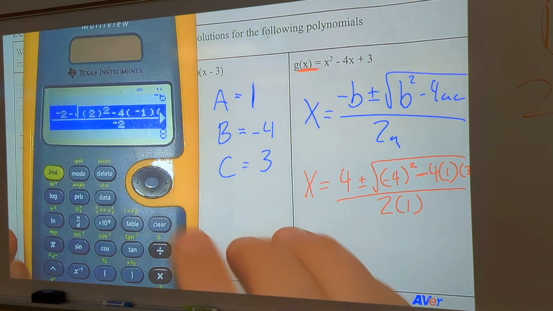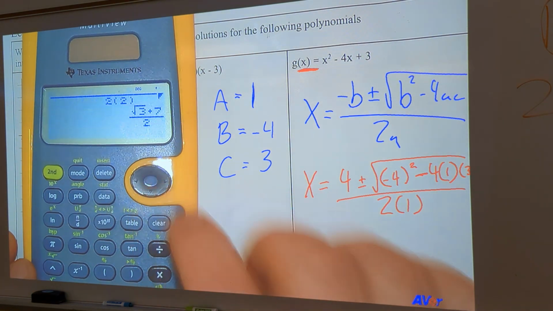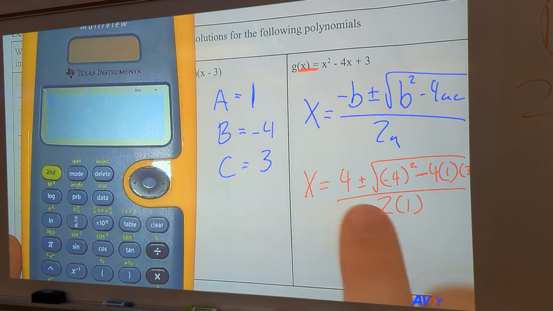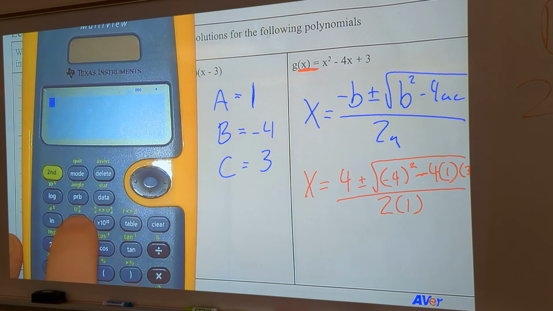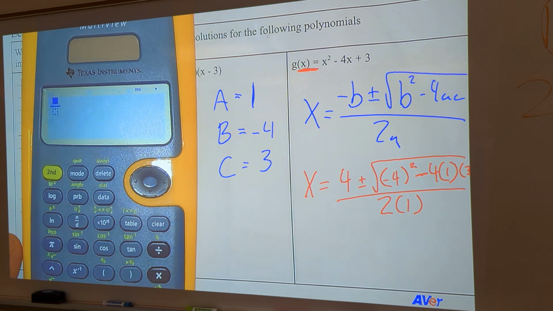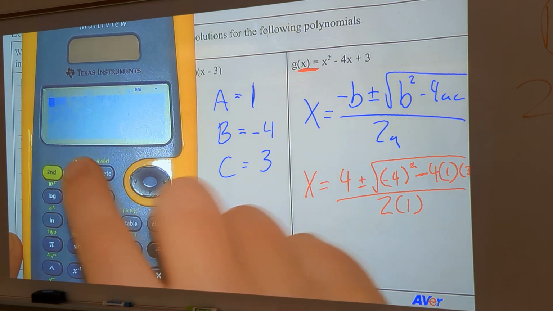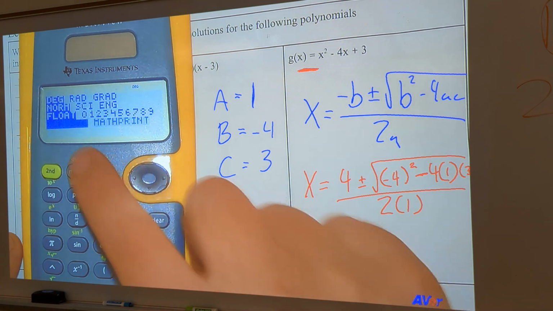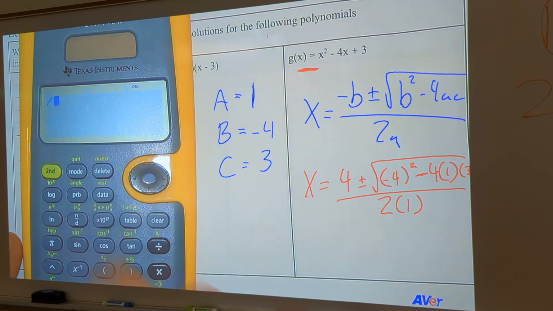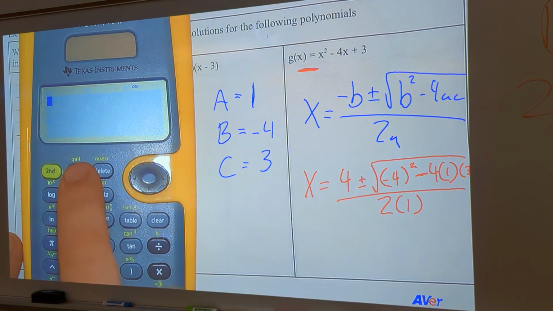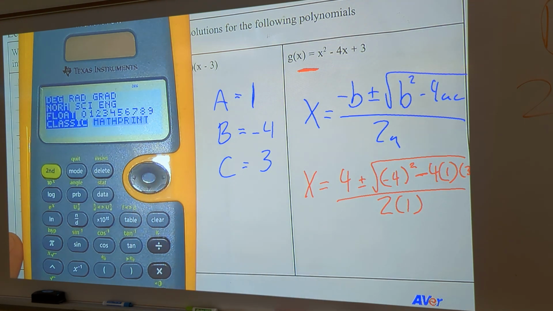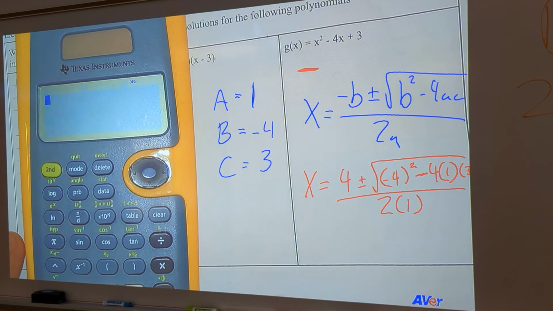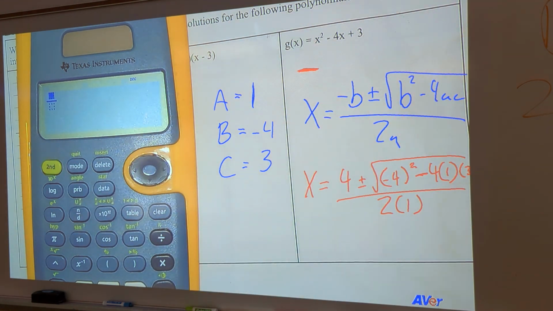All right, so here I've got a calculator. It's cleared up. What I'm going to do is type this in verbatim, and I'm going to start off by doing my fraction. I'm going to hit the little fraction button, this n over d, fraction. By the way, if you hit the fraction bar and it does a slash instead, here's how you fix it. Go to mode, go down to where it says math print, and hit enter. Now when I hit n over d, it makes a fraction.